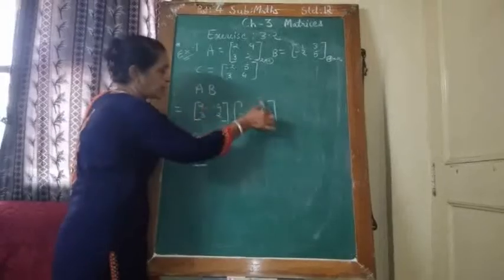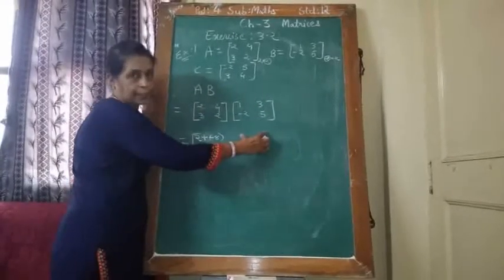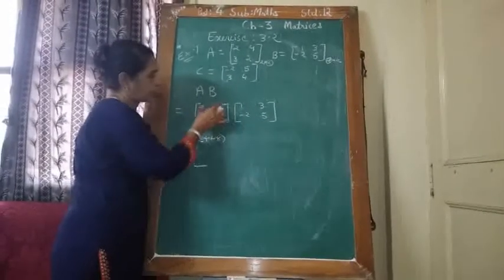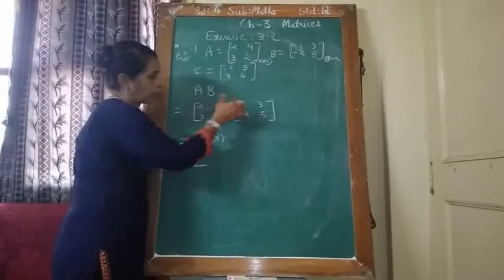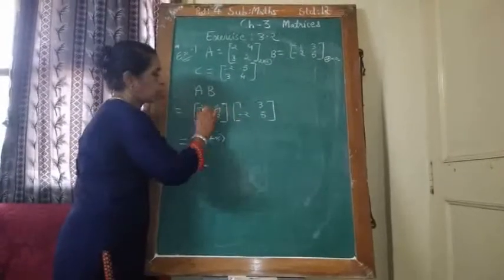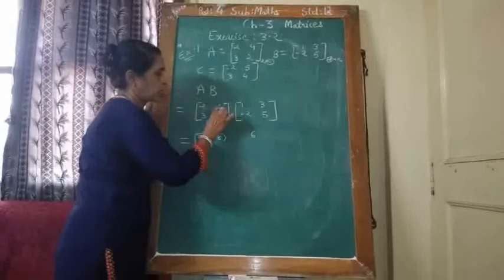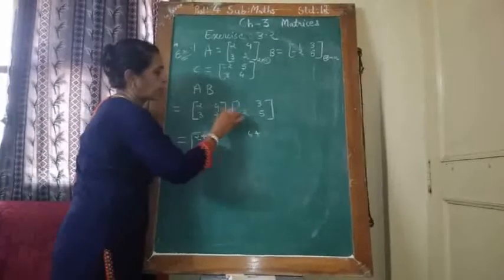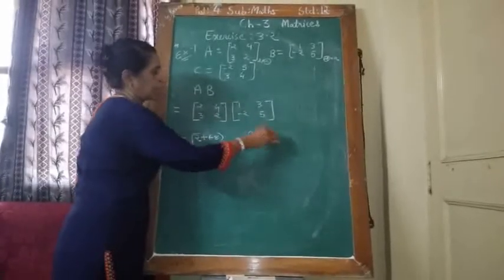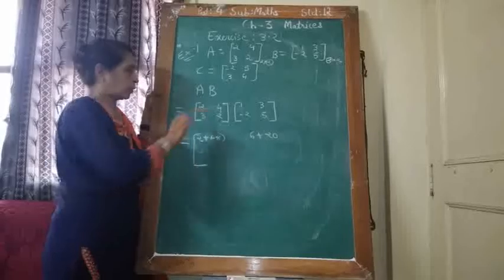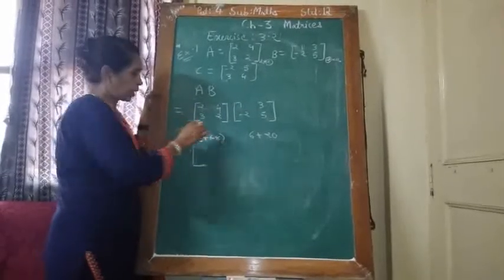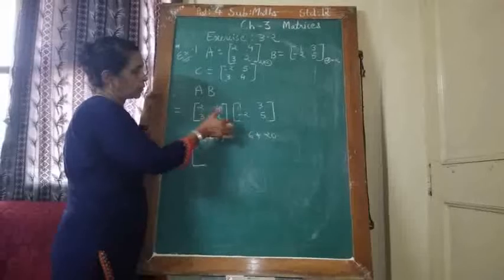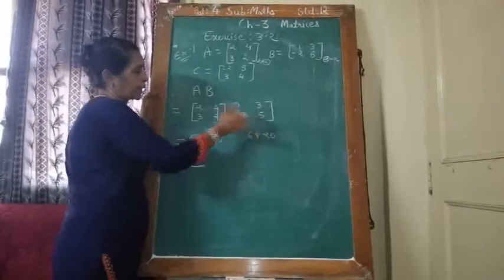Again, first row with second column you have to write here. See, first row with first column you write here, first row with second column here. 2 3 ja 6 plus 4 5 ja 20. So I completed the work of first row. Now I take second row, second row with first column, second row with second column.